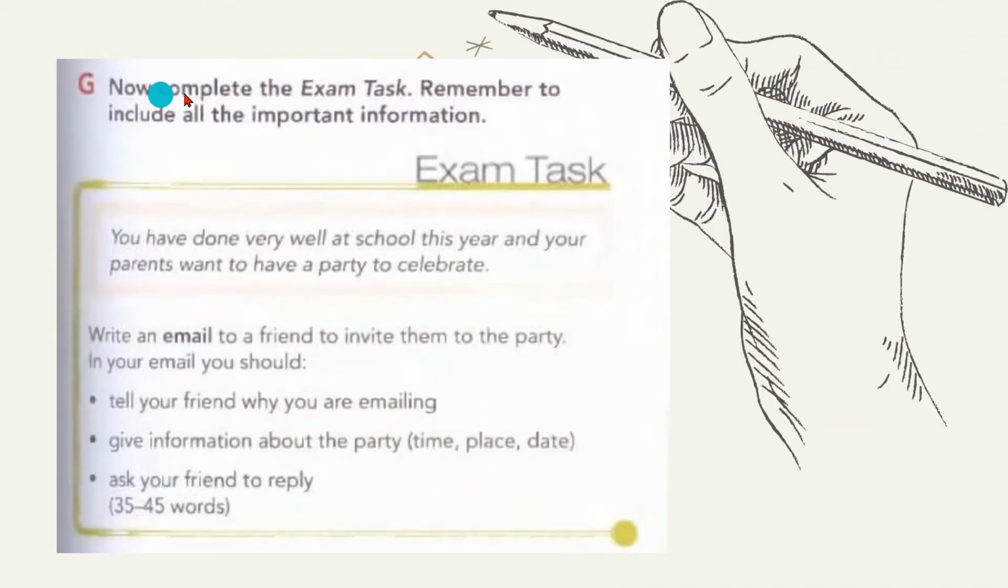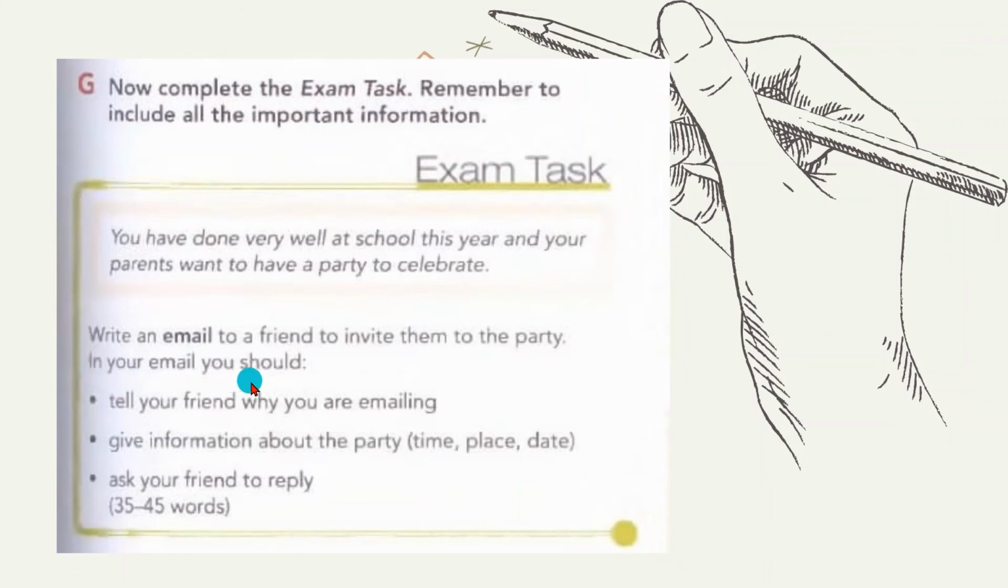So now let's complete the exam task. For task G, you have to remember to include all the important information. Now let's read the question. You have done very well at school this year and your parents want to have a party to celebrate. Oh, congratulations that you have done very well at school. So your parents are excited, they're very happy and they want to celebrate your success. So you have to write an email to a friend to invite them to the party.